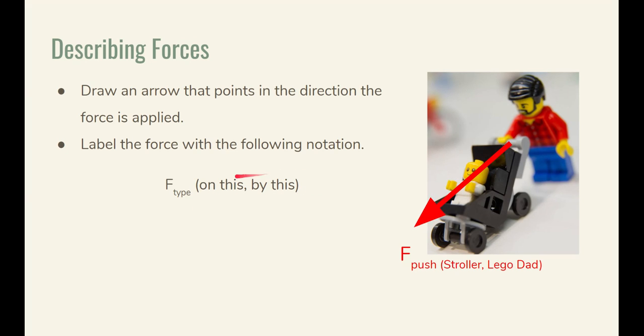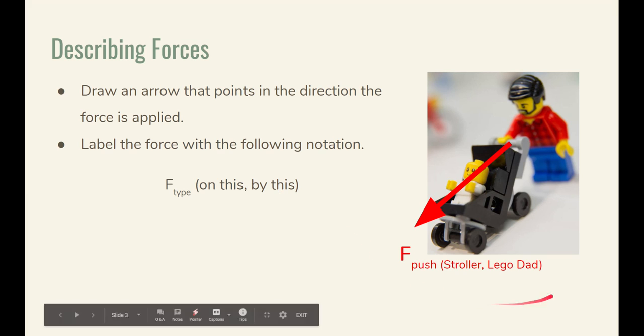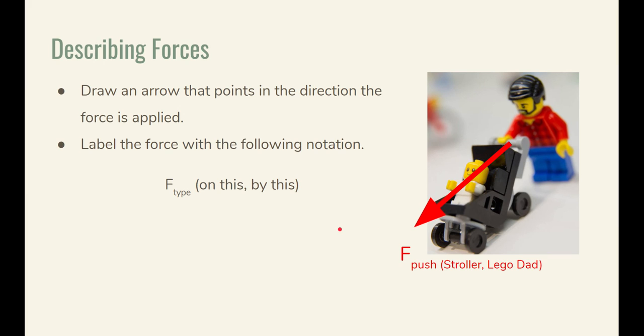And then we'll use parentheses to list what object is being acted on by the force, and then which object the force is coming from. So over here we can see that there's a force acting on this stroller. And so we have a capital F for force. The type of force is a pushing force. And then the force is acting on the stroller, and it's being provided by the Lego dad. And so all of this helps us to know lots of information about that specific force.